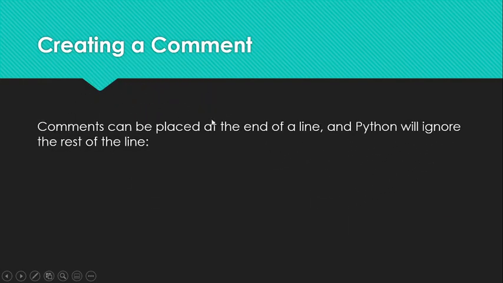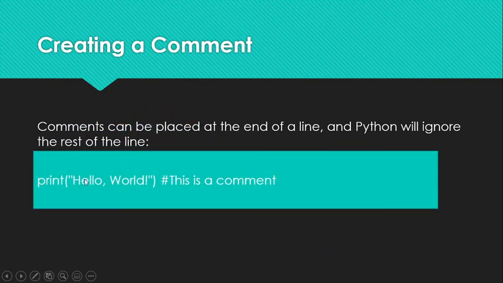Comments can be placed at the end of a line and Python will ignore the rest of the line. So as you can see, we print hello world, but there is a twist. In the same line where hello world is written, the comment is there. So it will just print hello world and ignore the rest of the line.